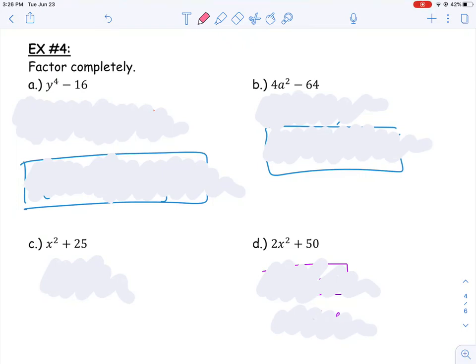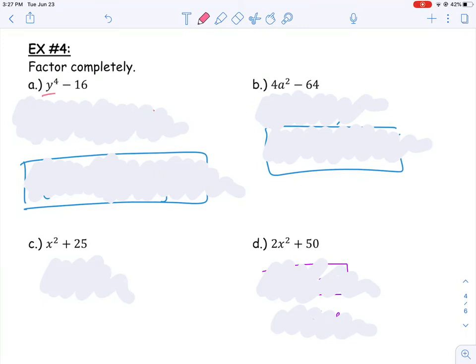Let's look at example 4 together. It asks us to factor completely, so we want to factor all the way down as far as possible. Follow your 7 steps. Here we go. For the first one, is it in order? Looks like it. Number 2, is there a GCF? Not on that one. Now let's see how many terms there are.